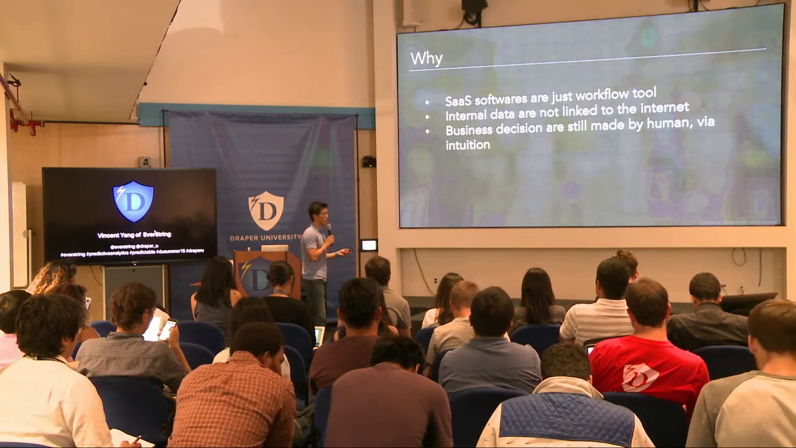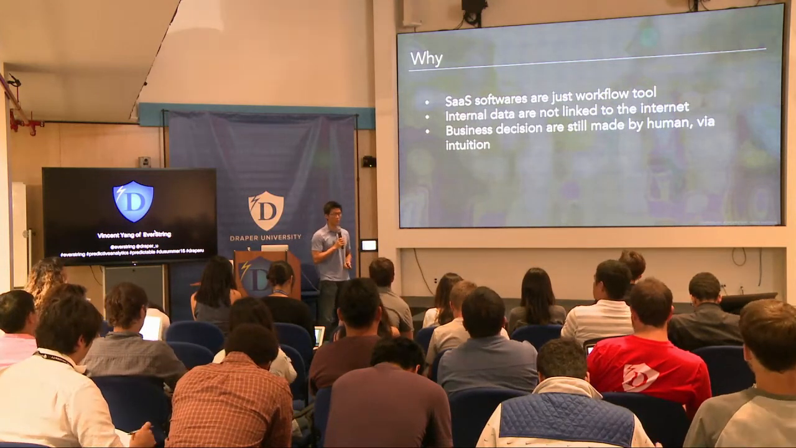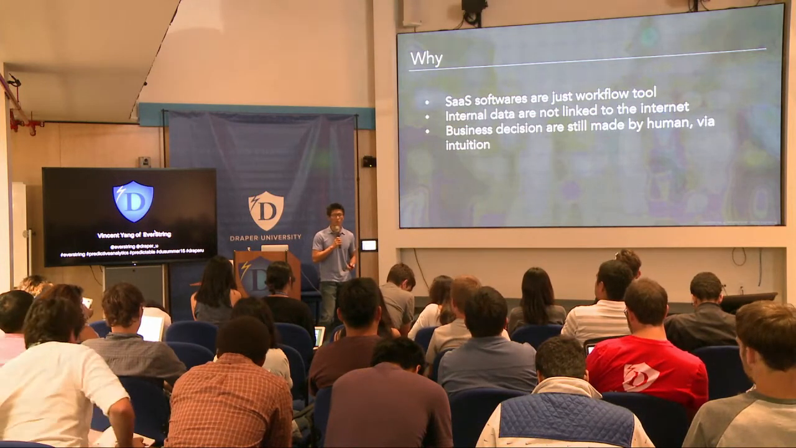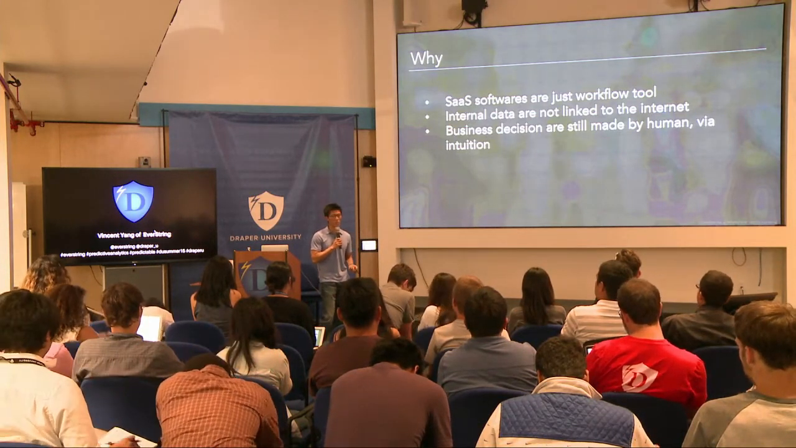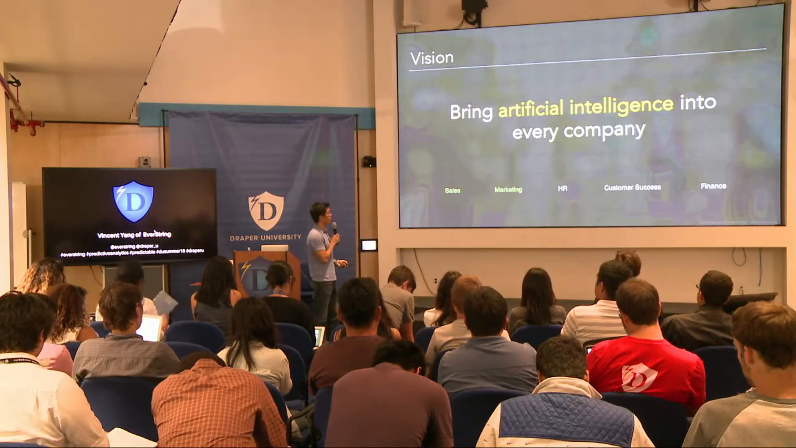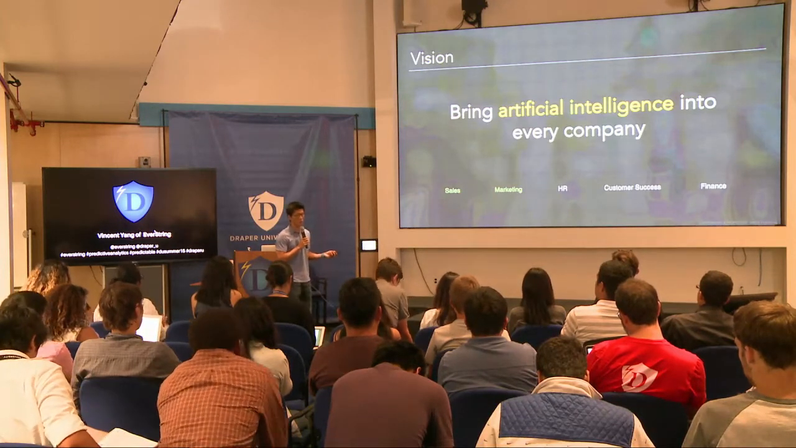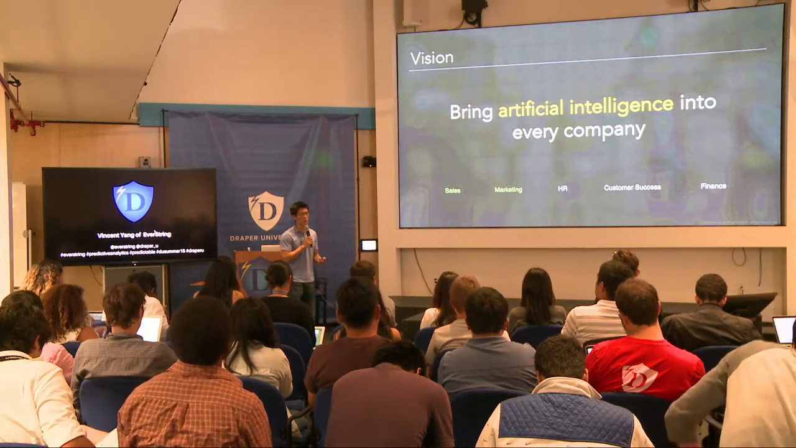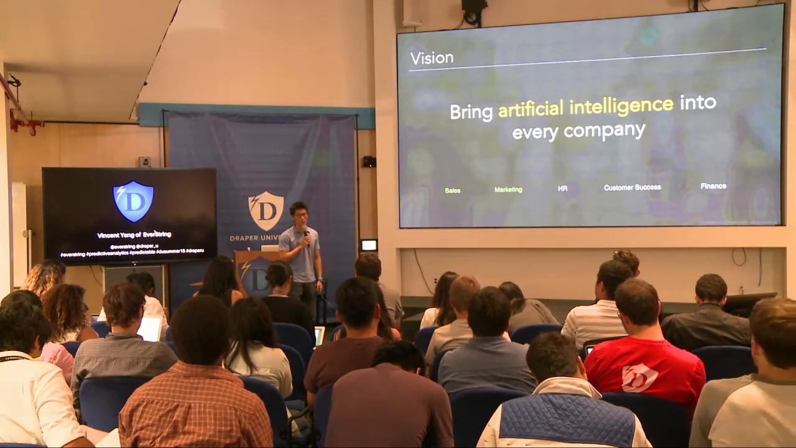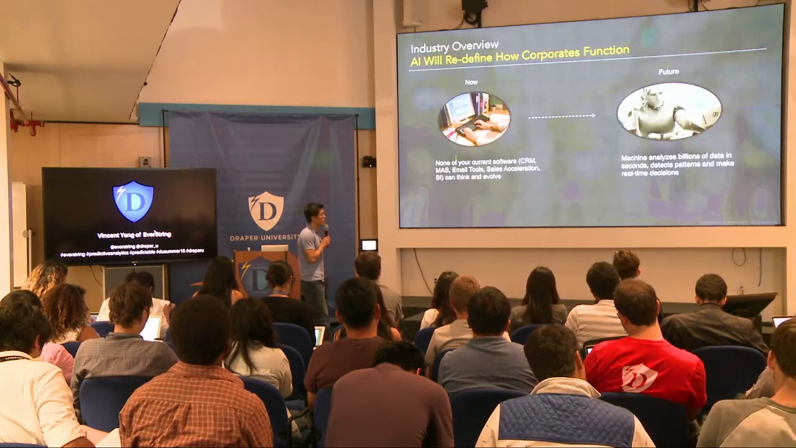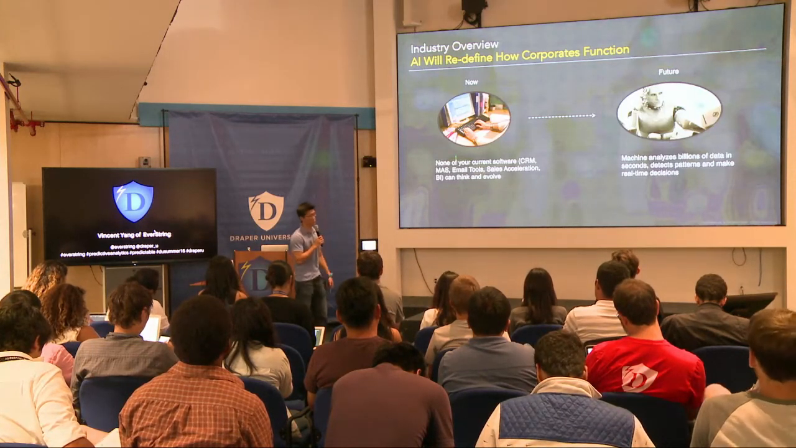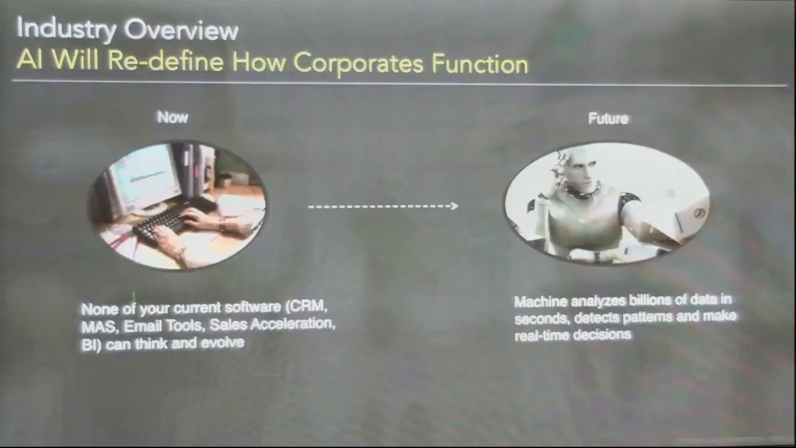The third thing is that right now, most business decisions are still made by humans via intuition. That's why they use software, but none of the decisions are made by machines. Our goal, the vision of EverString, is to bring AI into corporations to hopefully one day help corporations make decisions done by machines. In the past, people made decisions with a CRM or email tools or sales acceleration tools, and none of that can think. And one thing that inspires us is IBM.